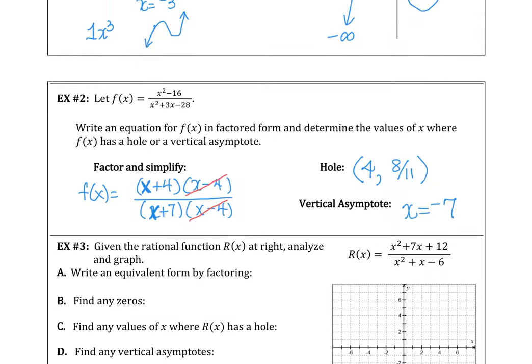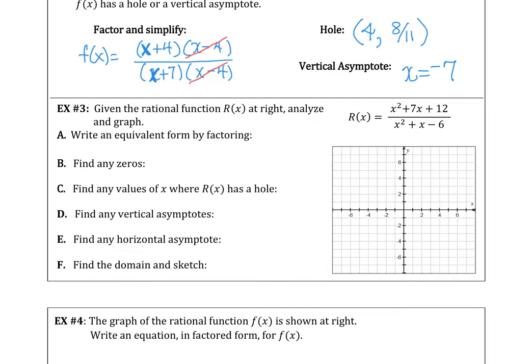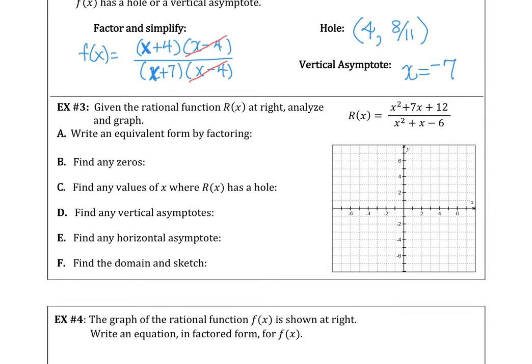Moving on to example 3. If you're given the rational function at right, can you analyze and graph that function? If you feel brave and you've got this, you can turn the video off and try on your own. If you need more practice, you can work with me. We want to write the equivalent form.